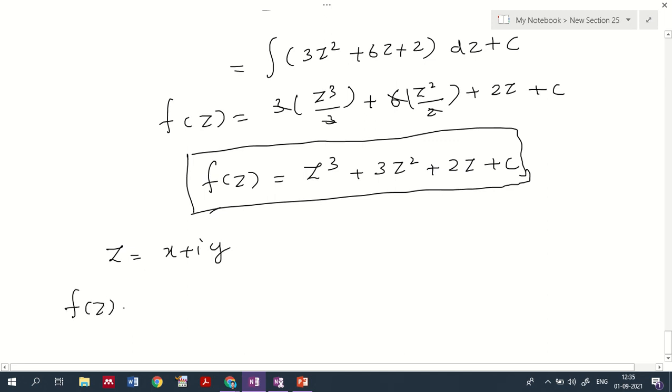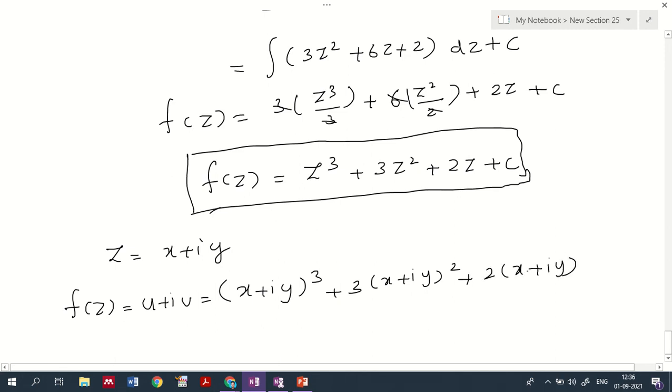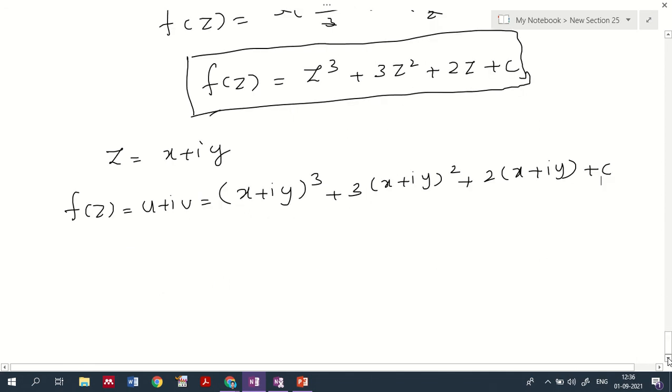f of z, that is u plus iv, is equal to what? So here we have to substitute z is equal to x plus iy, that is x plus iy cube plus 3 into z square, that is x plus iy square, plus 2 into x plus iy plus c. If any step you don't understand, you can just ask me now itself. So you don't want to wait for me to finish. In between, if you have any doubt regarding any step, you can ask me.